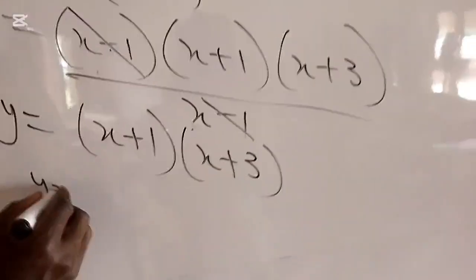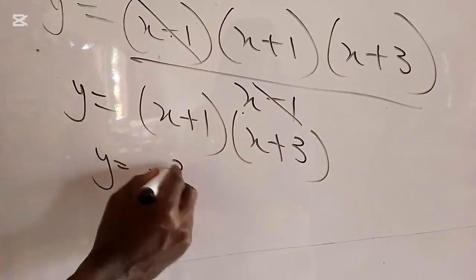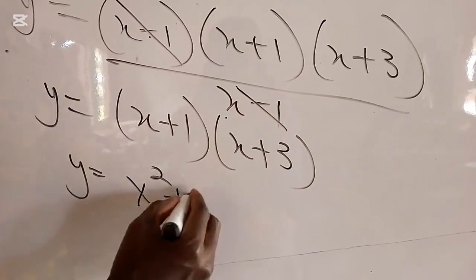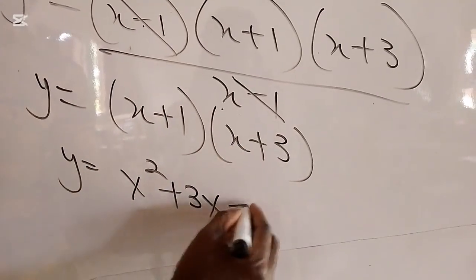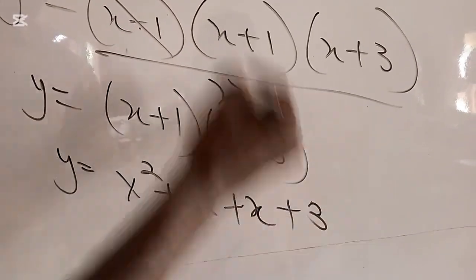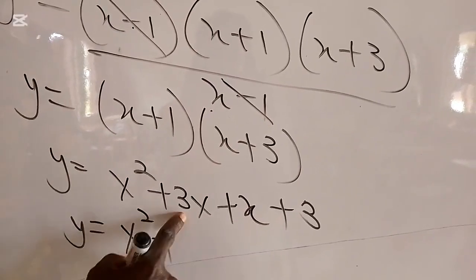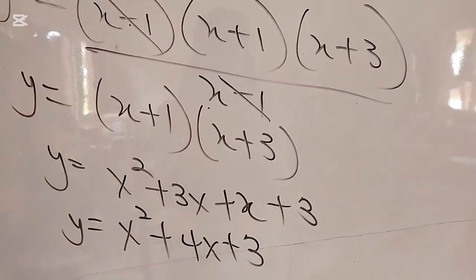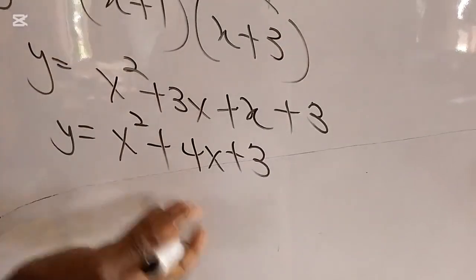So we open brackets. This x will multiply this, we have x squared. Then x will go and multiply 3, we have plus 3x. 1 will go and multiply x, we have plus x. Then 1 will go and multiply 3, we have 3. Then our y will be equal to x squared plus 3x plus x, this has 4x plus 3. Good. So this is the expansion of this. When we reduce it, this is what we are having.